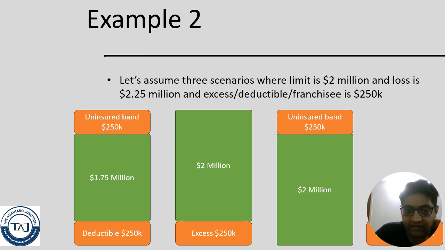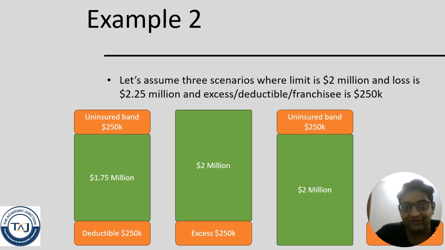In the first scenario with the deductible, the first $250,000 is not payable. Then the policy limit is $2 million. So the insurer will only pay out $1.75 million because the policy limit is $2 million.